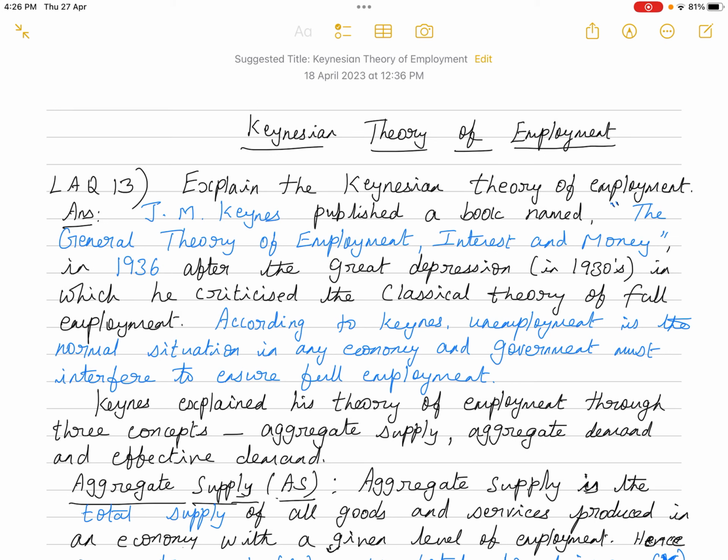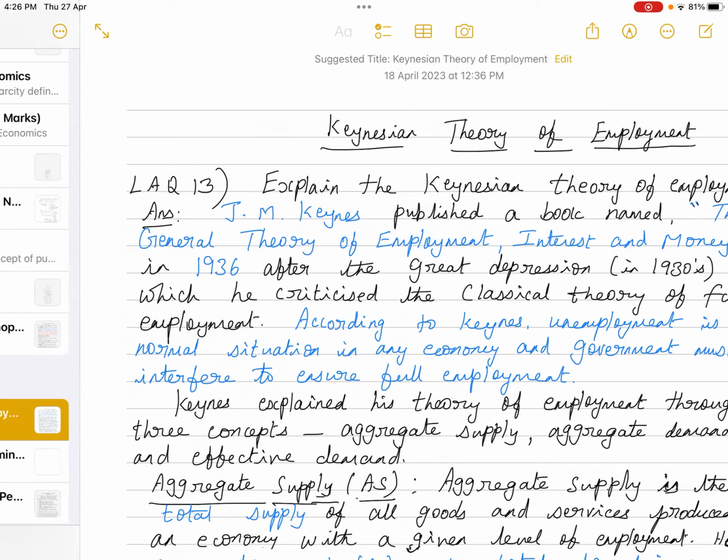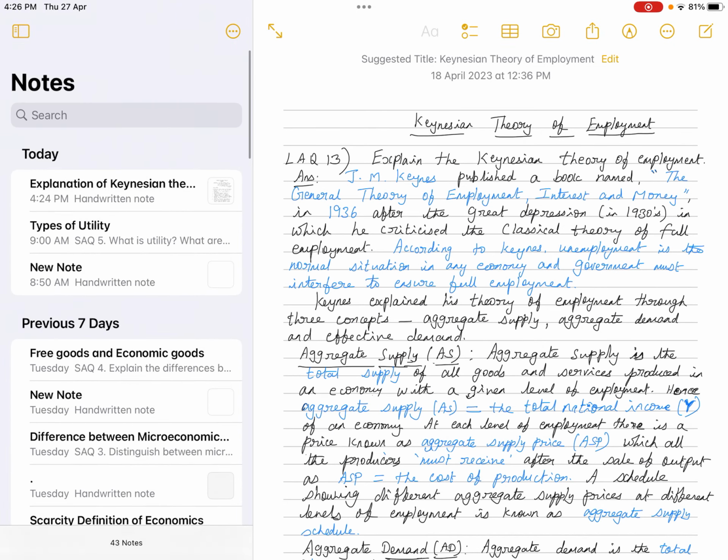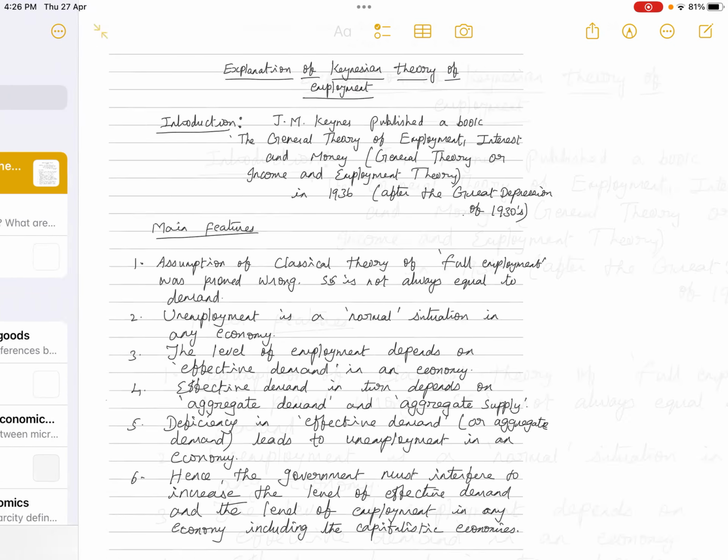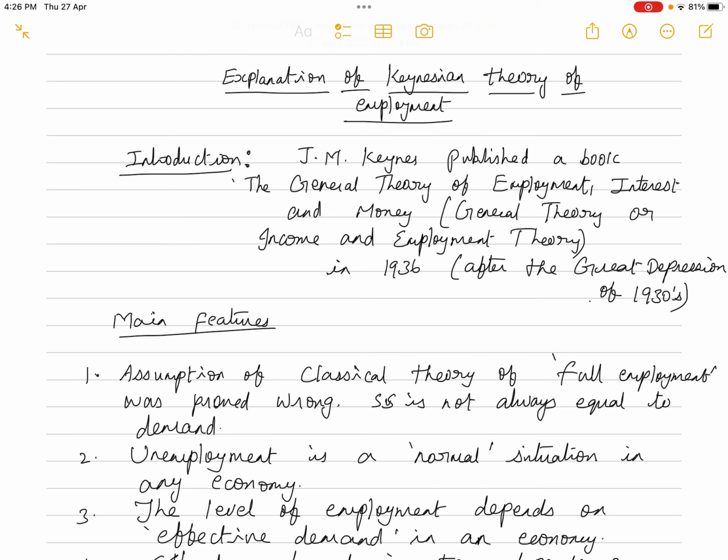In today's class, we will move on to the next question, Keynesian theory of employment. This is from Unit 8, Macroeconomic Analysis, and LAQ number 13. The question is, explain the Keynesian theory of employment. I'll give you a brief introduction and the main features of the Keynesian theory of employment before proceeding with the answer.